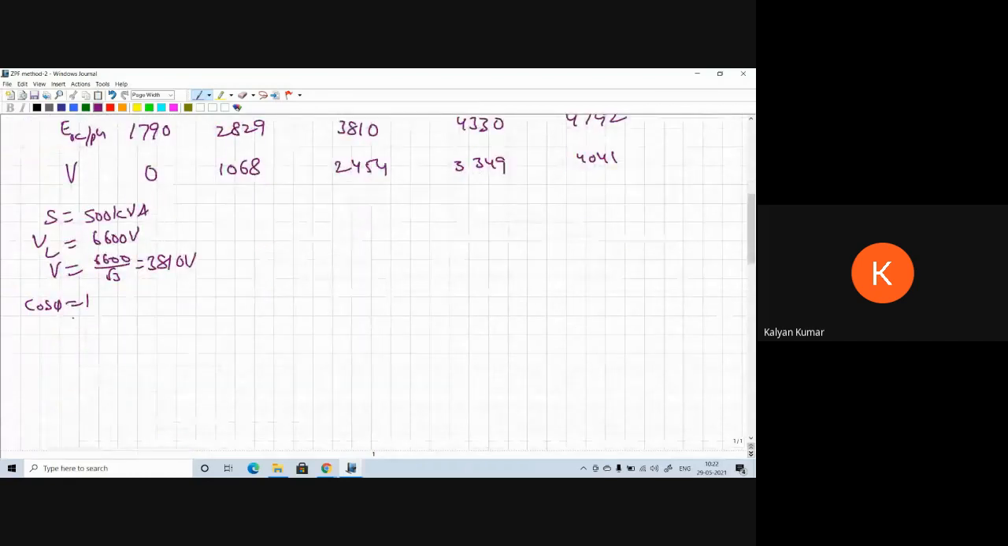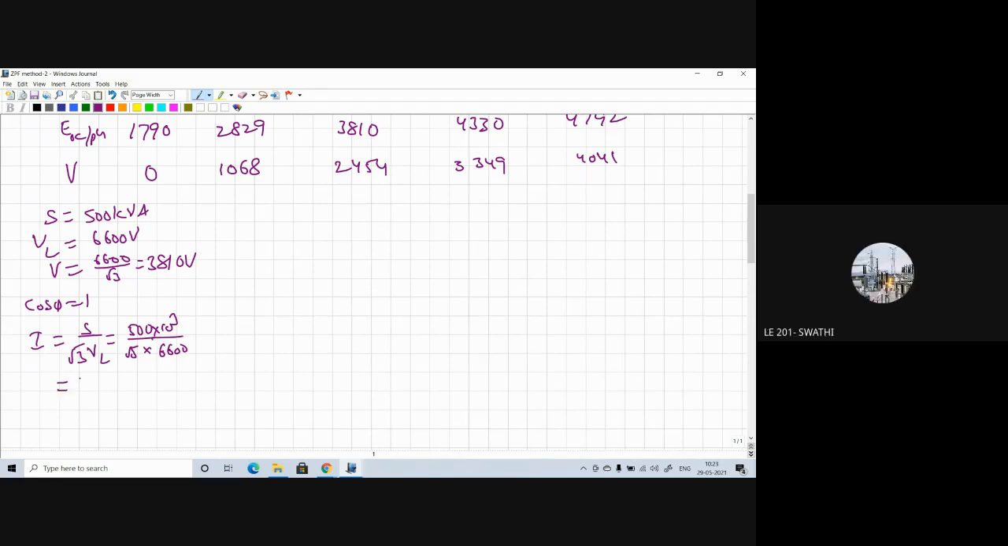So first we need the full load current. I equal to S by root 3 VL. That comes to 43.73 amperes.